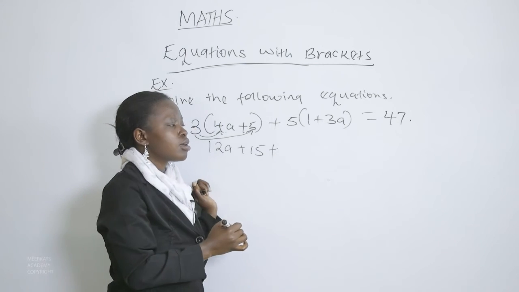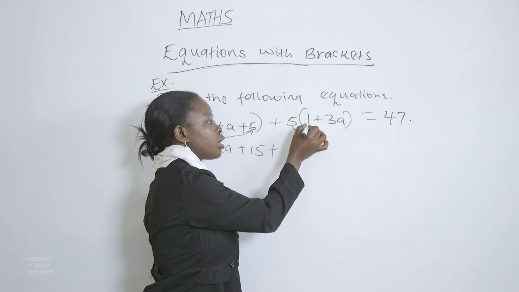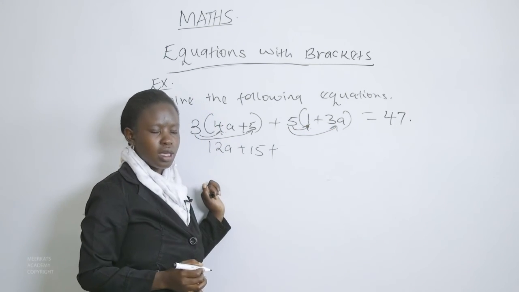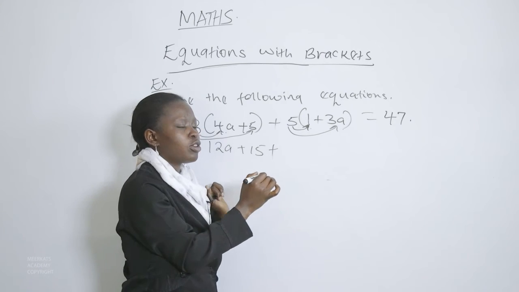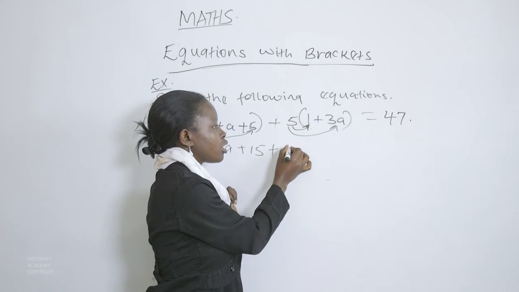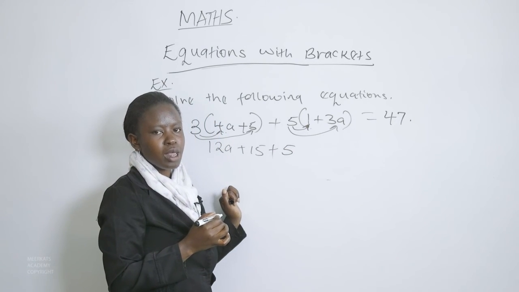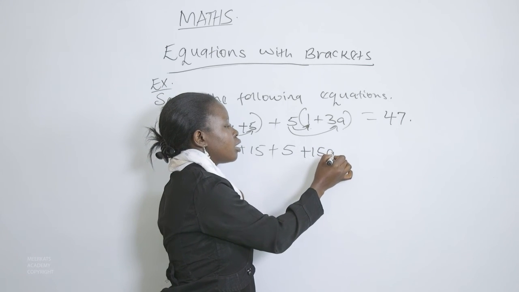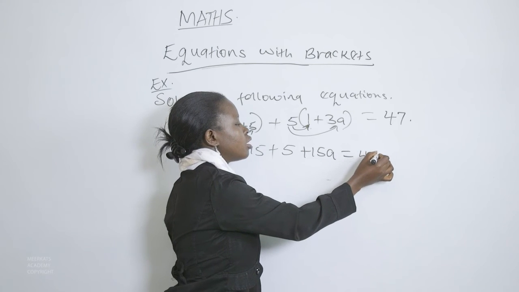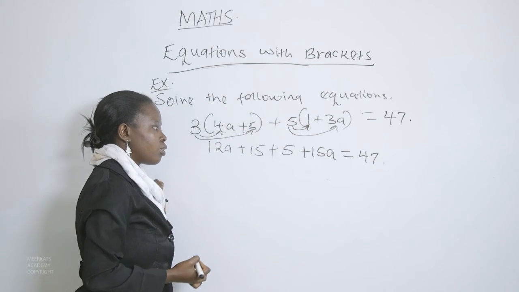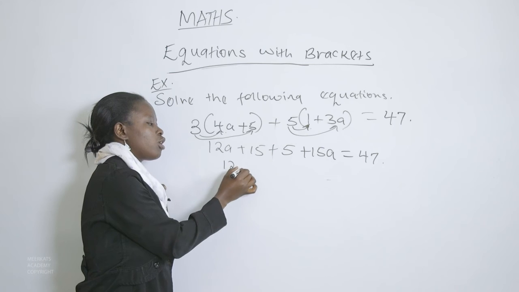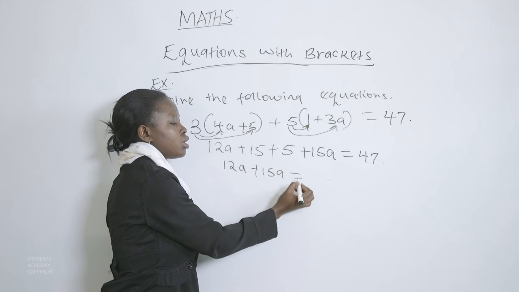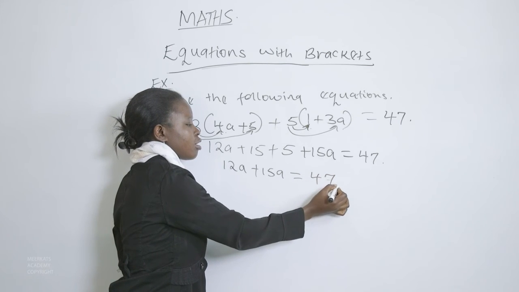Then plus 5 is supposed to multiply 1. Then the same 5 should multiply 3a. So that we have 5 multiplied by 1 is 5. 5 multiplied by 3a gives us 15a. That will give us 47. Collecting the like terms, we have 12a plus 15a will be equal to 47.